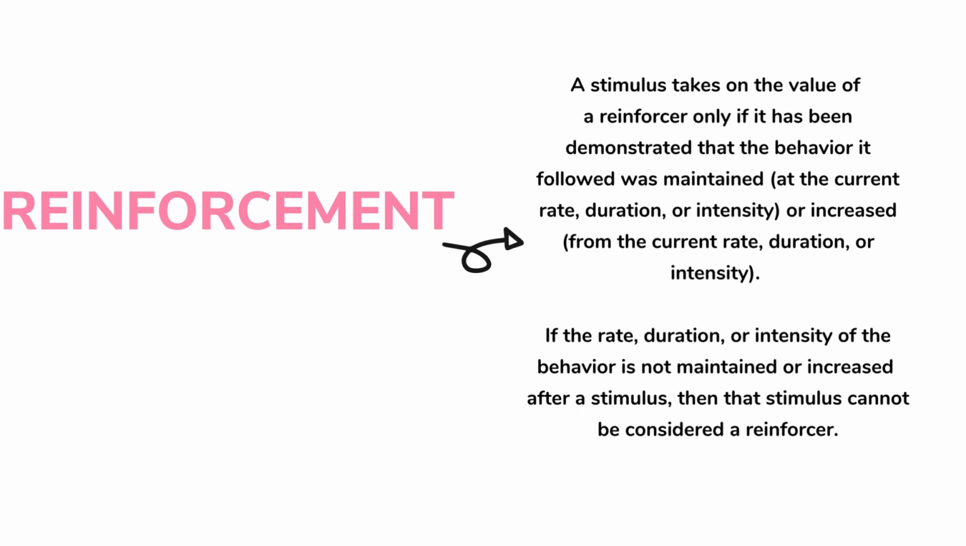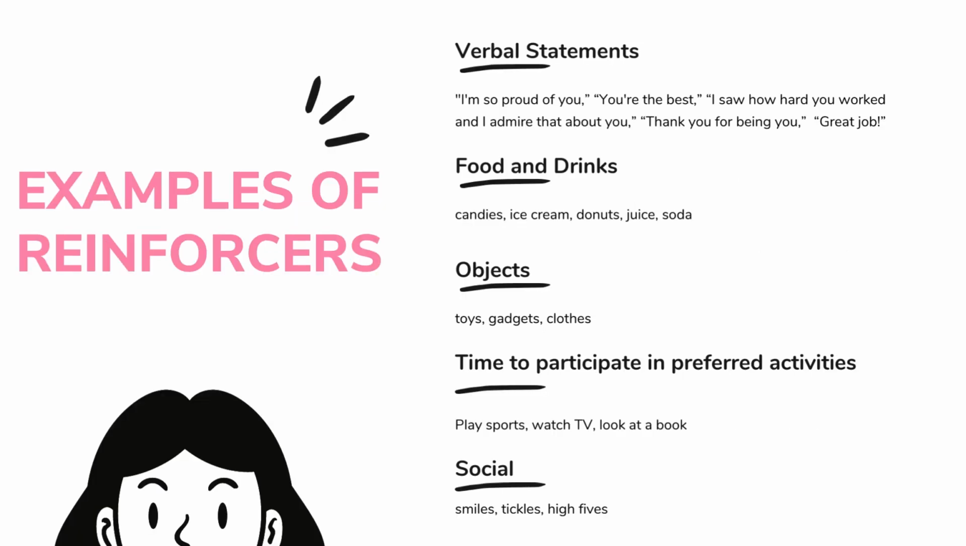Here are some examples of reinforcers. Verbal statements, praising the child verbally, like saying, I'm proud of you, great job, giving them food or drinks, giving them objects that they like, and letting them do the activities they want. Social reinforcers like high fives and so on.